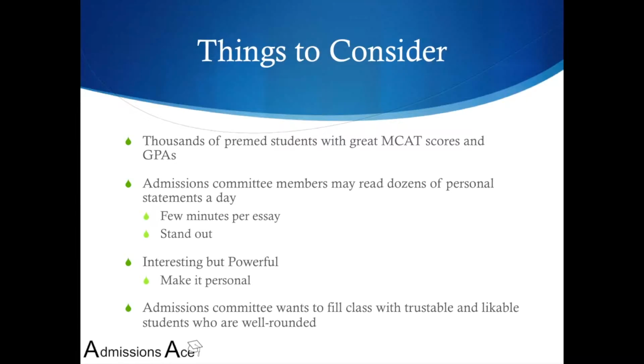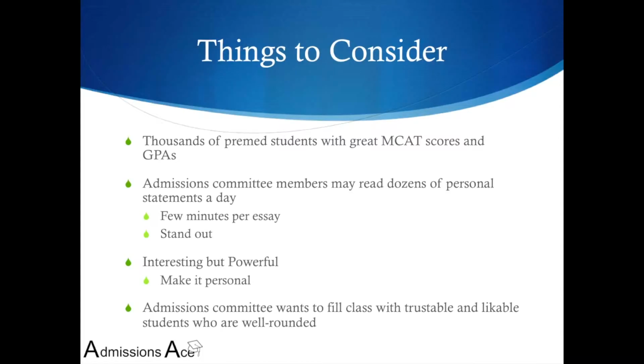Now, here are some things to consider when writing your personal statement. First, for those who are unaware, the prompt on the AMCAS website asks you to explain why you want to attend medical school in 5,300 characters or less, which translates to roughly a page. Now, one key factor that most applicants fail to realize is that there are thousands of pre-med students across the country with great MCAT scores and GPAs. So just because you may have an MCAT score in the 90th percentile and a near perfect GPA, it does not necessarily mean that you're going to be accepted.